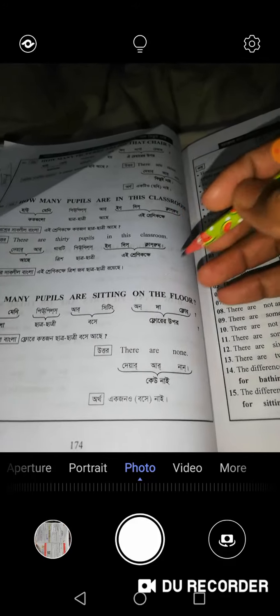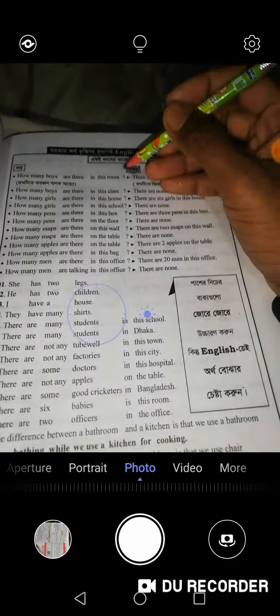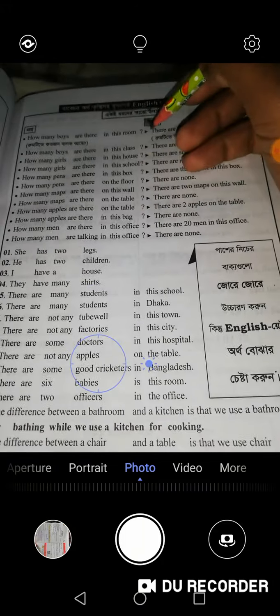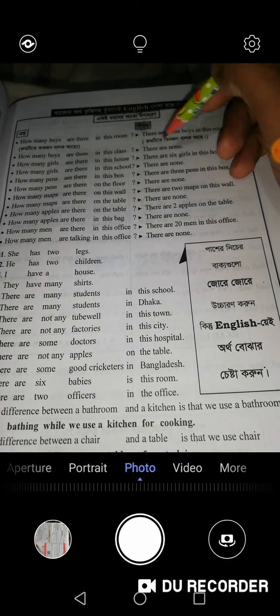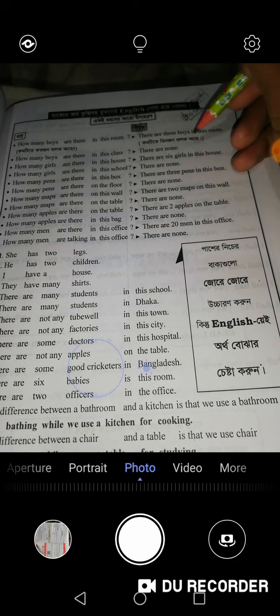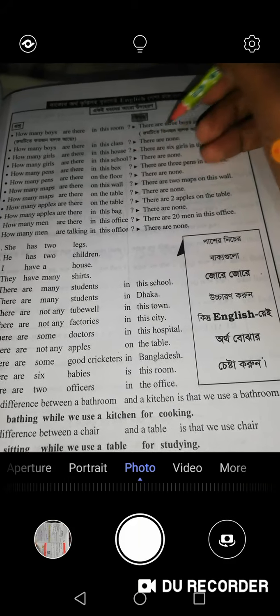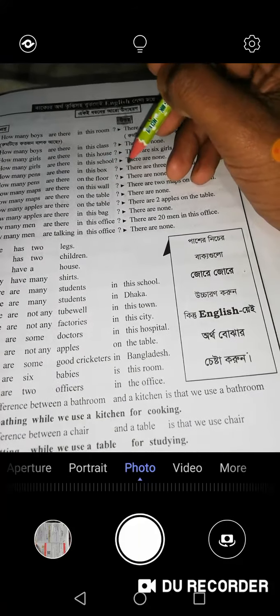How many people, pupils, right? Pupils are in a classroom. There are 30 pupils in this classroom. Previously we said students, but pupils, it's almost the same. So, how many pupils are sitting on the floor? There are none. How many boys are there in this room? There are three boys in this room. How many boys are there in this class? There are none. How many girls are there in this house? There are six girls in this house. How many girls are there in this school? There are none.